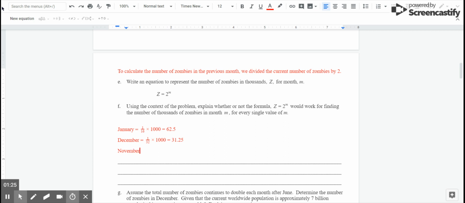In November, the month before that, there would have been 1/64 of 1,000 zombies, or in other words, 15.625 zombies. So these are not numbers measured in thousands. These are the actual numbers of zombies. Let's think about what's happening here. There are 2 reasons why we can say this formula will not always work, right? It won't work for every single value of m.